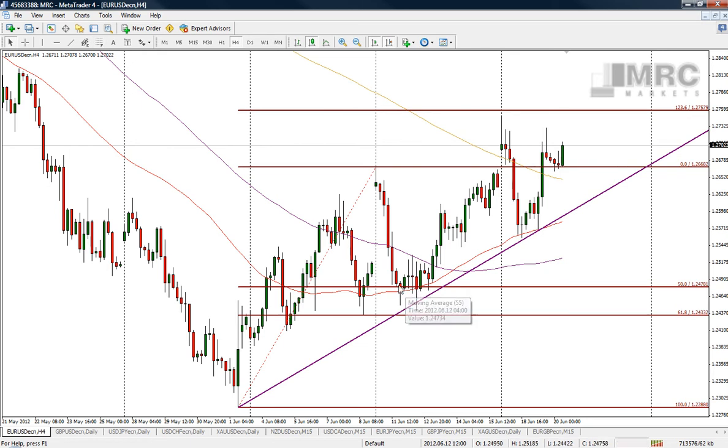You can see I have a nice sort of bounce off this 50% retracement. We then took out those highs, and we pretty much just came short of the 123 extension. So that was a very nice fib that played out.